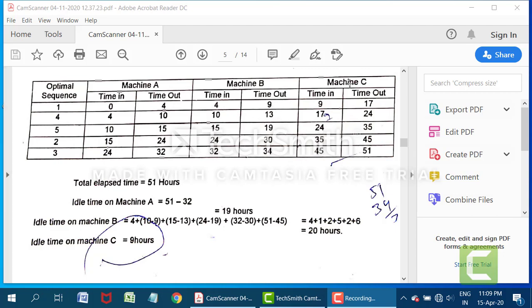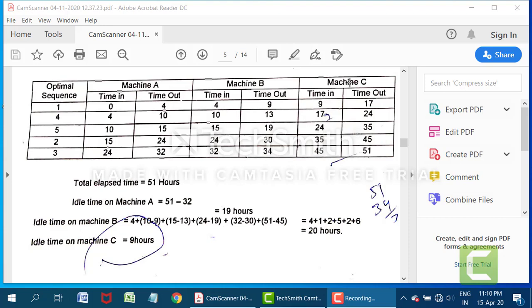Now machine C is also there. So at what time can machine C take up the first job in the sequence? Only after it has completed the operation on machine A first, then on machine B, then and only then can job 1 be loaded onto this. So at clock time 9, it has completed its operation on machine B. So at 9 only, the job can be loaded onto machine C.